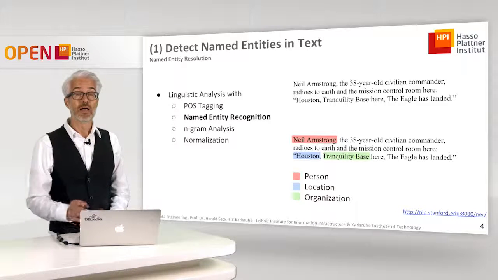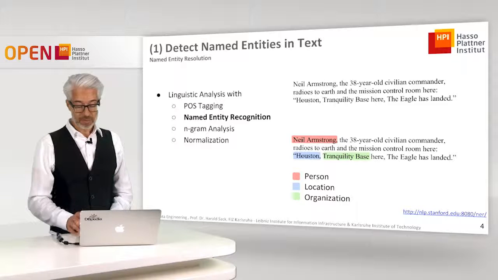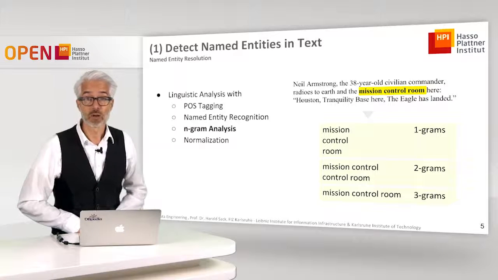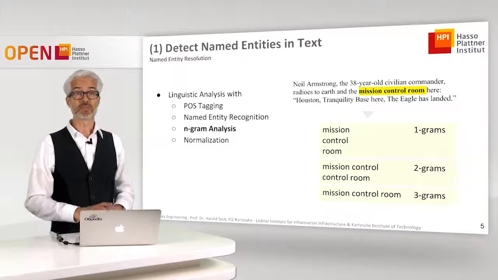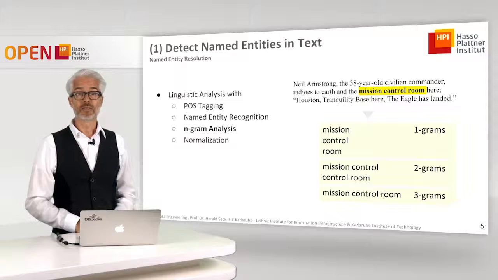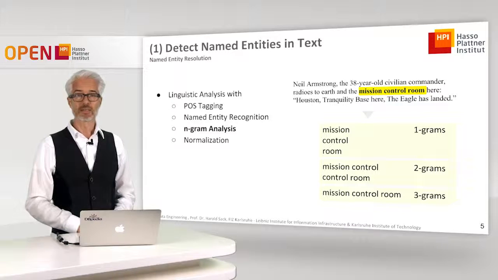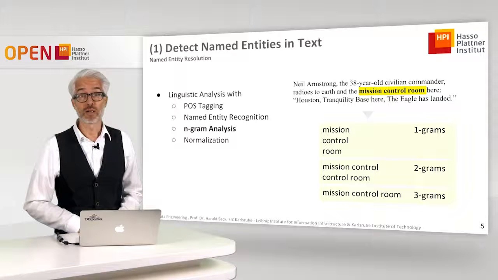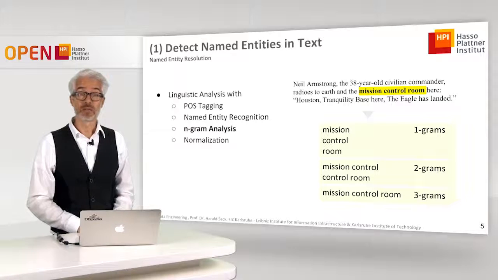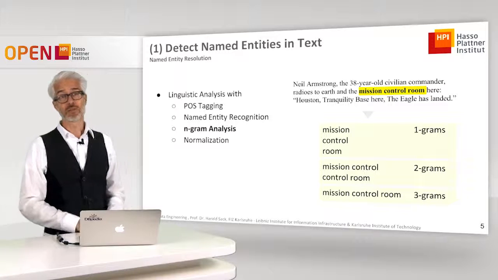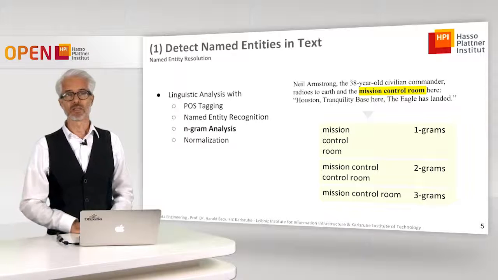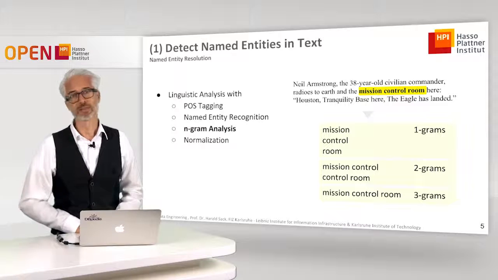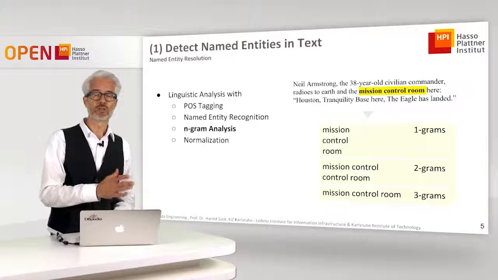Another thing you have to do when you detect the named entities is to look at which parts of a text belong together. For this you do an n-gram analysis. You simply look at the single components of the text and try to make sense of whether, let's say, each single word, this is a 1-gram analysis, would be mapped to a specific entity, and then you look at 2 word strings, for example, like mission control or control room, or you look at 3 word strings. This is a 3-gram analysis, mission control room.